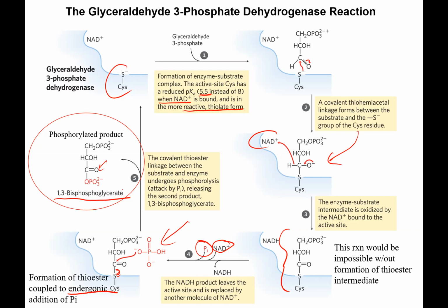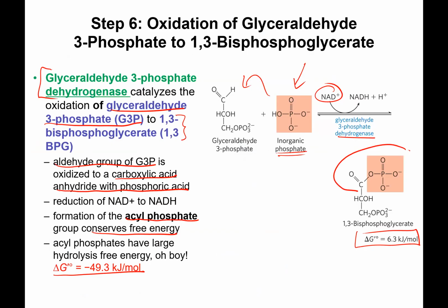So what's important about this? I would say the formation of the thioester intermediate with the cysteine residue allowing the endergonic addition of the phosphate group to our molecule. Is that coupling what makes it favorable to take place, or? This is what allows it to go forward. The free energy is actually slightly positive, but again, close enough, and it is a reversible reaction, but yes.